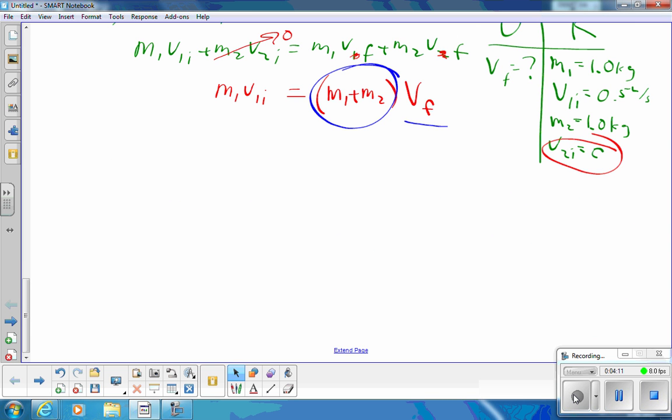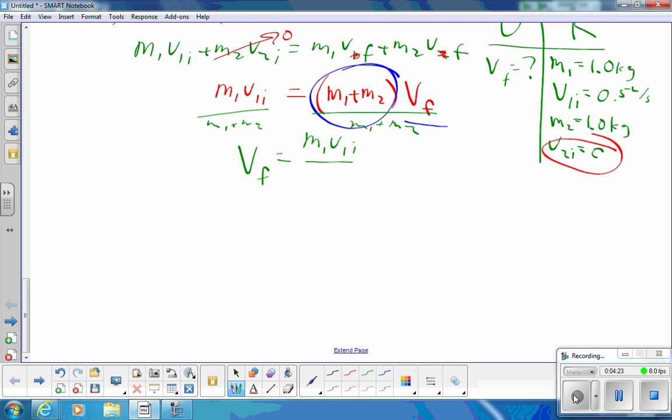Okay, now I want to find VF. I will solve this, and I get VF. I'm going to divide both sides by M1 plus M2, and I get M1 V1i over M1 plus M2. Now I'm ready to put in numbers: 1 kilogram times 0.5 meters per second, all divided by 1 kilogram plus 1 kilogram.